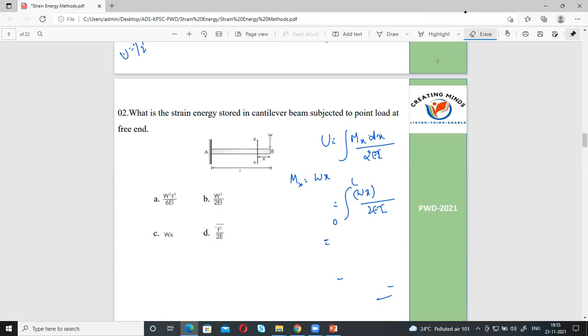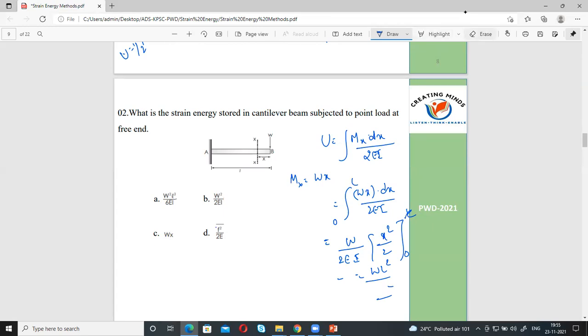M square into dx. So if you do M square into dx and take W by 2EI outside, it's option A. x square by 2, 0 to L. W L square by 4EI, how much? 4EI. Sorry, 8EI. Sorry, 4EI. Sir, here, what is the W into x for this particular thing?